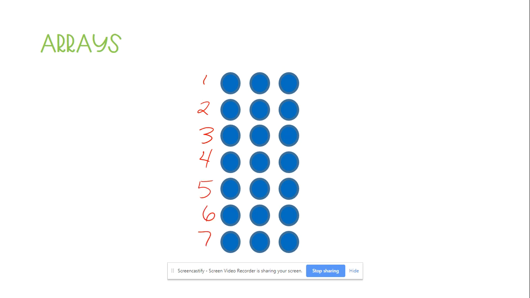The number of rows that you have is your first number in your equation. To find your second number, go back and count the dots that are in one row. So I have 7 rows of 3 dots. And to find my answer, I go back and count every single dot.